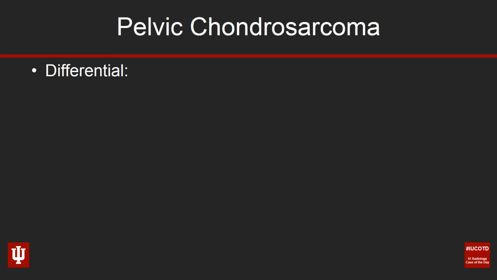The differential can be rather extensive. In terms of chondroid lesions, enchondromas may come to mind. However, while enchondromas are common in long bones, they are very rare in the pelvis. In general, most large soft tissue tumors of the thigh and hip in older patients are malignant, so they should be high on the differential.